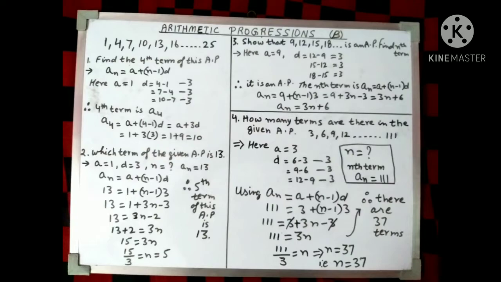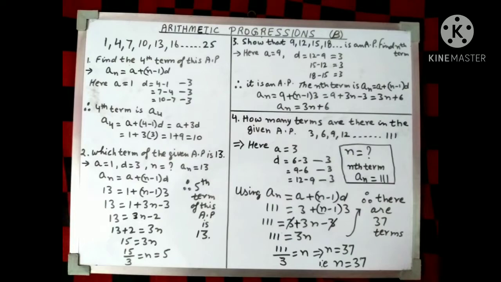So we will use the general formula, nth term an is equal to a plus n minus 1 into d. Here a is equal to 1, the first term, and we have to check the d always by taking 2, 3 sets. d is equal to 4 minus 1, that is 3. 7 minus 4, again 3. 10 minus 7, again 3. So 3 is the common difference.